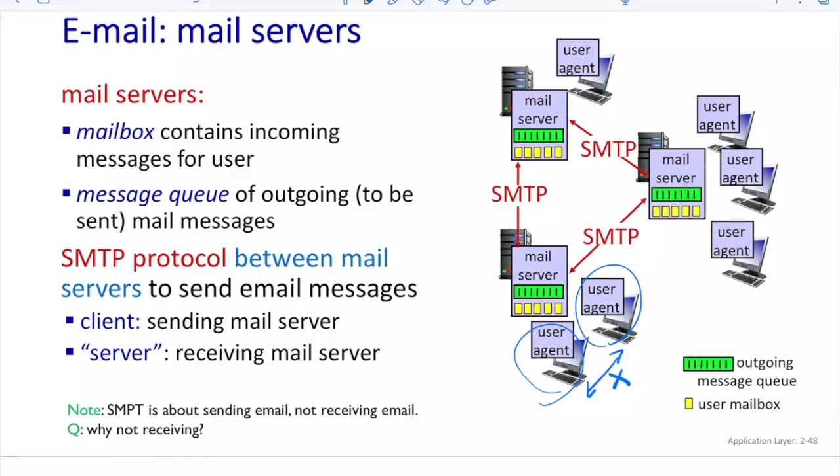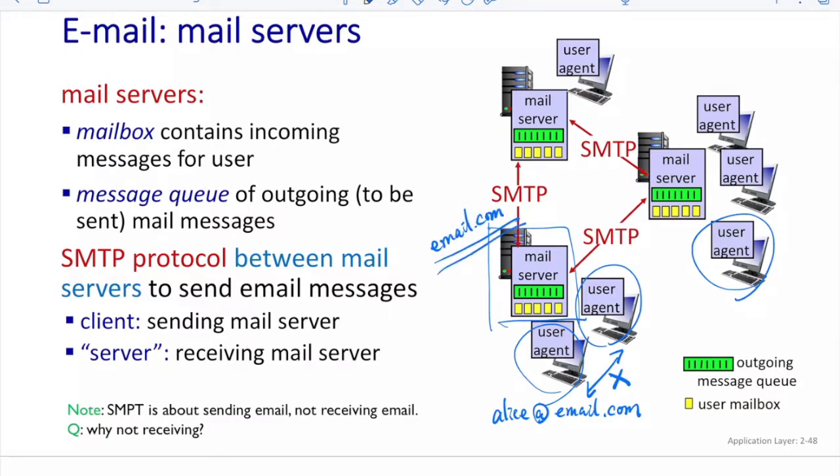For example, if you have an email address like Alice at email.com, there should be a corresponding email server that supports your delivery, so there is an email server email.com. Then if you would like to send an email to Bob at school.edu, for example, he has a corresponding email server, school.edu, something like that.